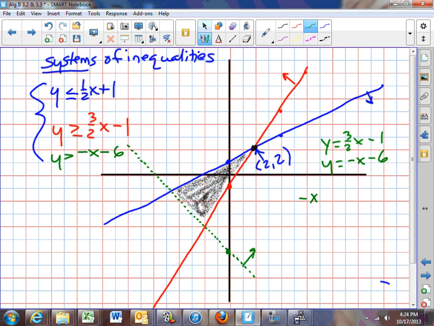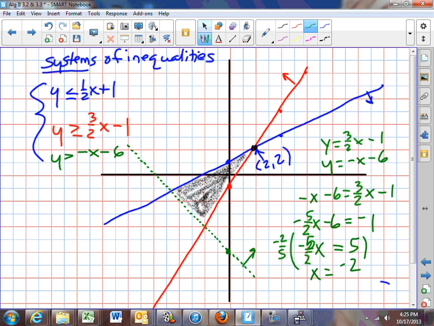We have negative x minus 6 equals 3/2 x minus 1. If I subtract 3/2 x from both sides, I get negative 5/2 x minus 6 equals negative 1. If I add 6 to both sides, I get negative 5/2 x equals 5. And if I divide both sides, I'll just do it this way. We'll multiply by negative 2/5. I get x equals negative 2.